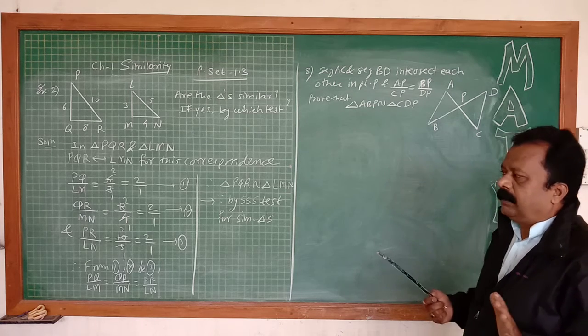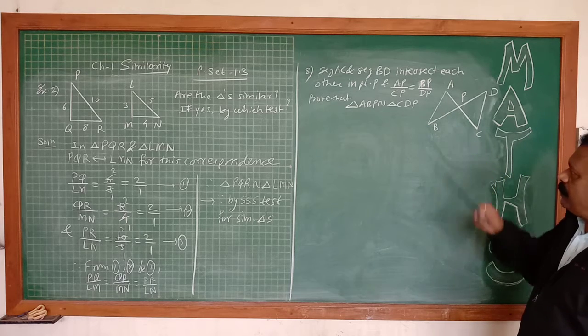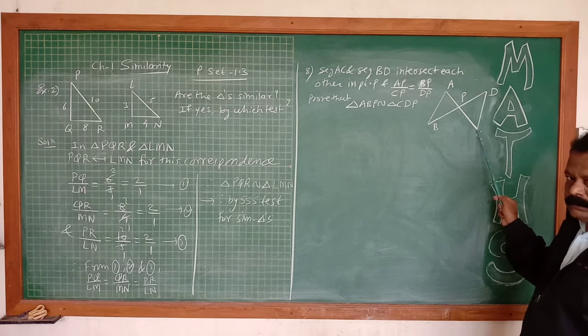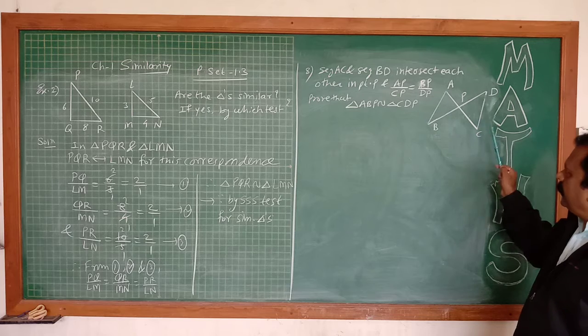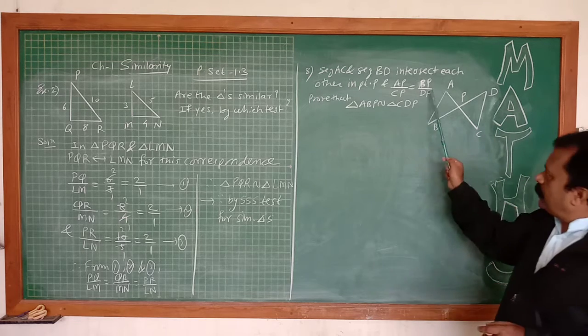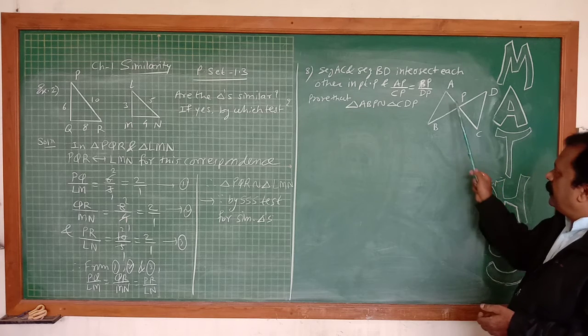If two lines intersect each other, then they are intersecting at one and only one point, and vertically opposite angles are congruent. AP upon CP is equal to BP upon DP. AP is here, CP is here. This and this side ratio is given. BP, DP, this BP and this DP. This side ratio is given. These both ratios are equal.